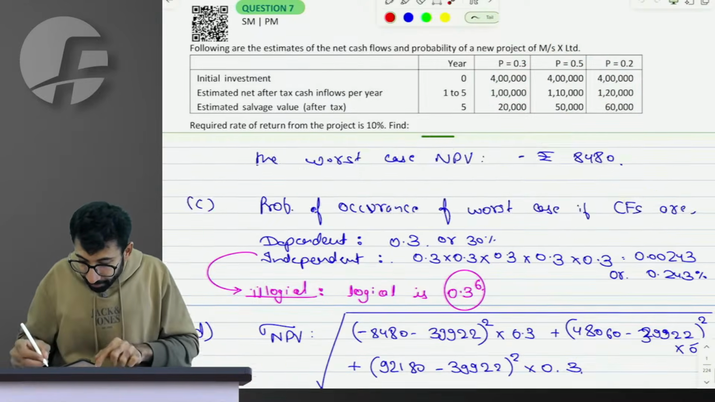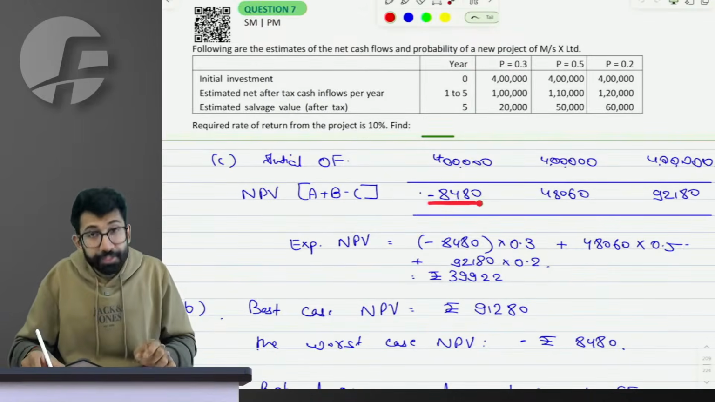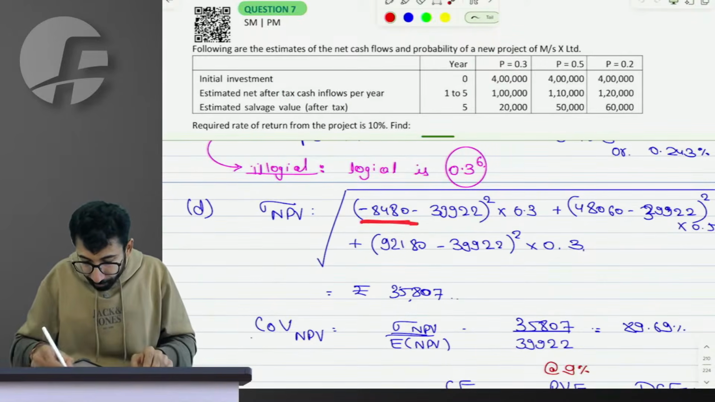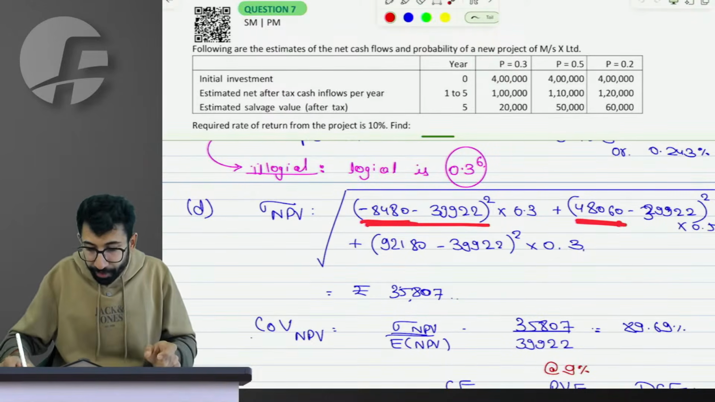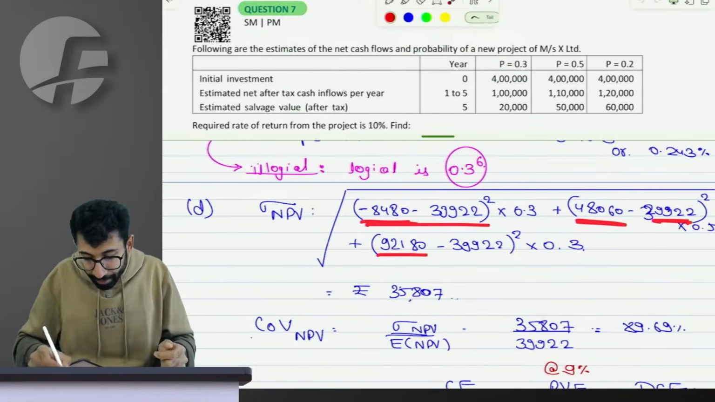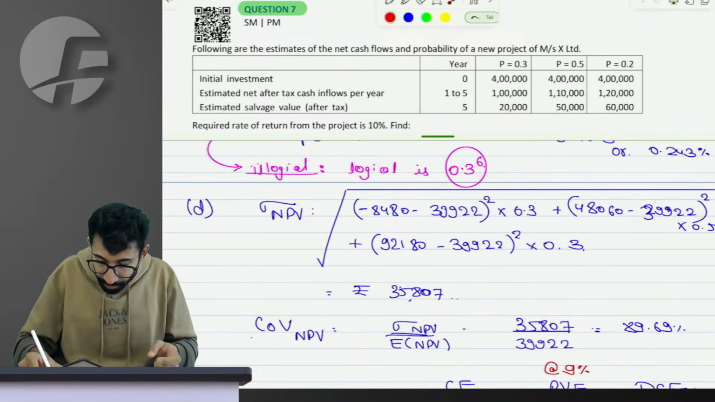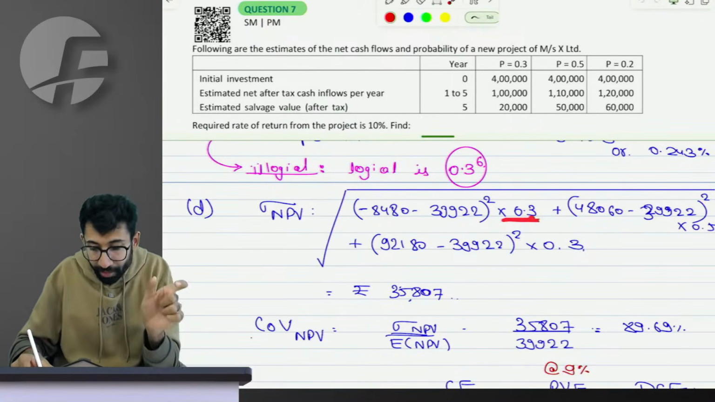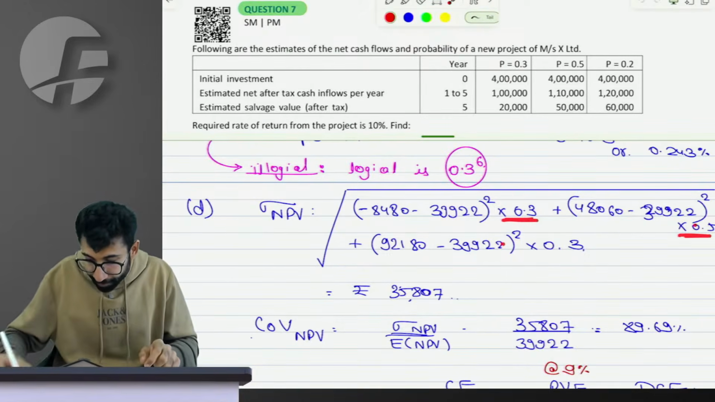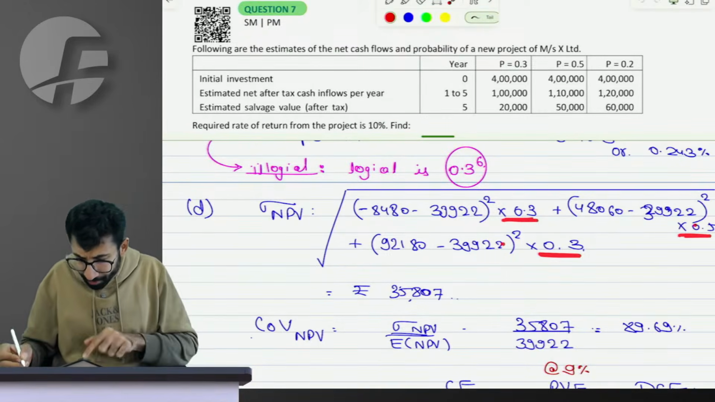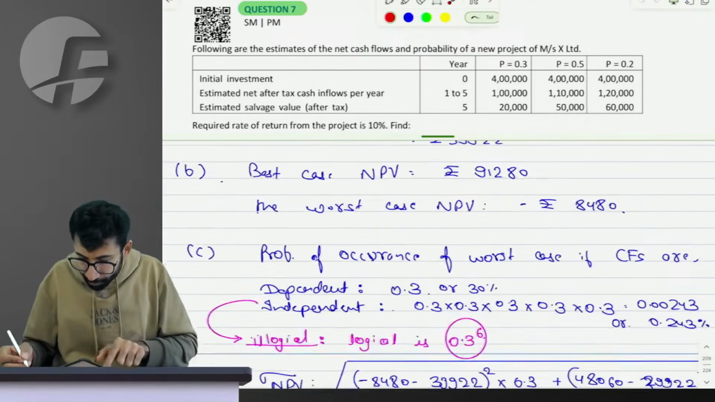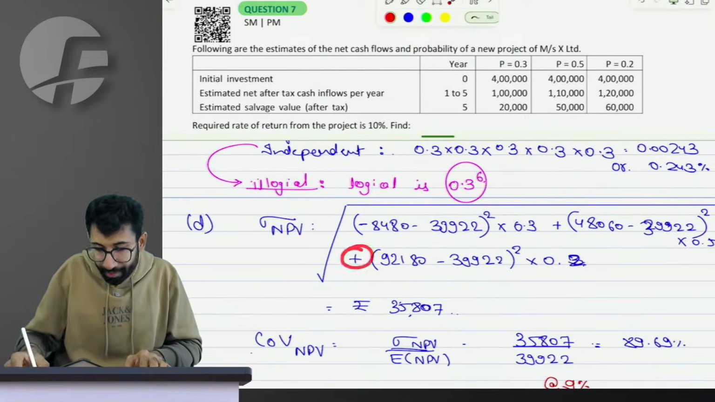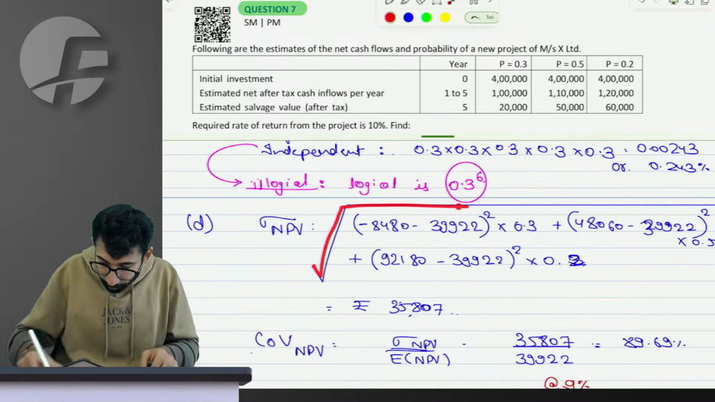Sir, so let's say the NPV is negative 8480. This possible NPV deviates from 39922 by what? Negative 8480 minus x bar. Similarly 48060 minus x bar. Similarly 92180 minus x bar. So how much is the deviation at squared level? This is the deviation. What is the probability of occurrence of that squared deviation? 0.3, then 0.5 and 0.3. How can it again be 0.3? It must be 0.2, sorry, 0.2. So this automatically gives you, on adding, the variance, the square root of which is the standard deviation.